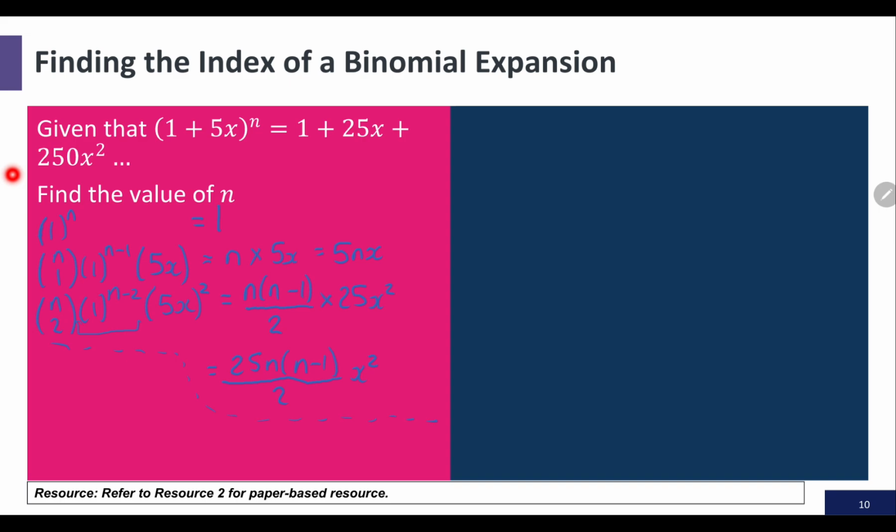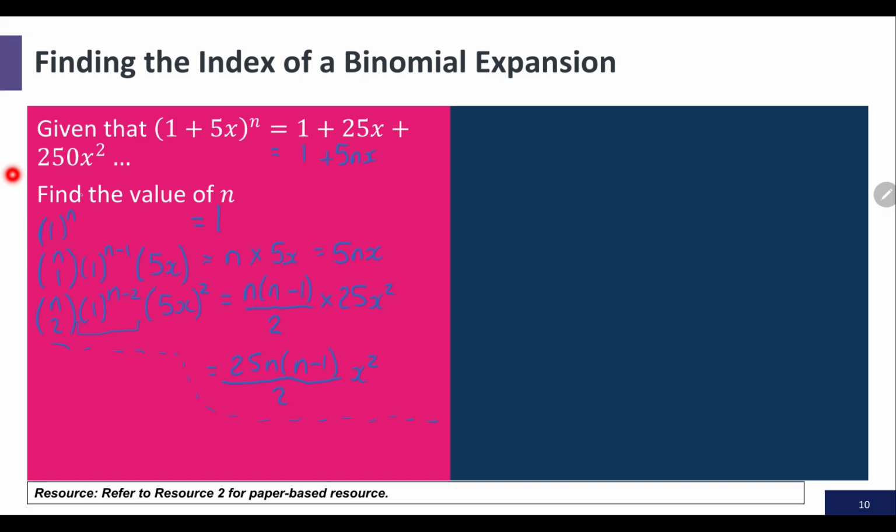So all we're going to do now is just compare. So we know that the first term is 1. I'm just going to write it underneath. So that matches up, that's great. And the second term we've got is 5nx. And then the third term we've got 25 n times n minus 1 over 2.